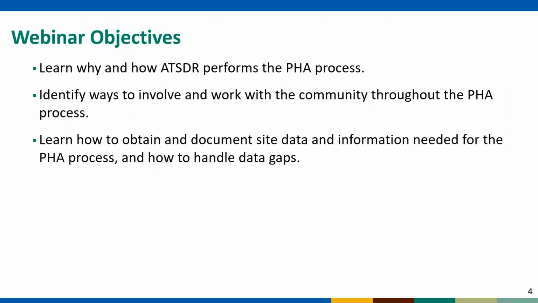This slide presents the webinar objectives. The 3 things we want you to take away from this webinar are: learn why and how ATSDR performs the PHA process. Identify the ways to involve and work with communities throughout the PHA process. And learn how to obtain and document site data and information needed for the PHA process, as well as how to handle data gaps.